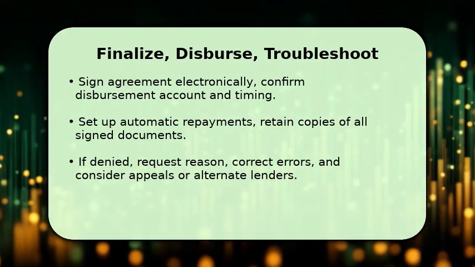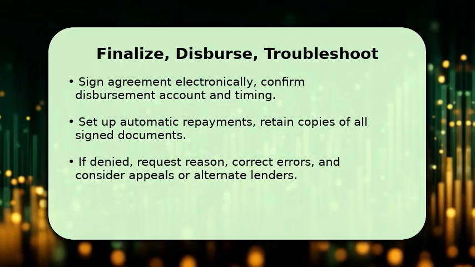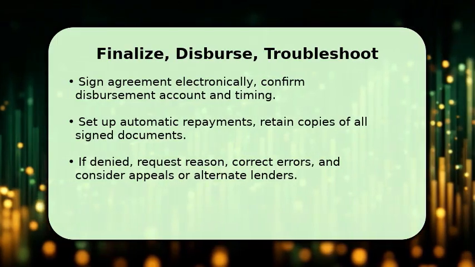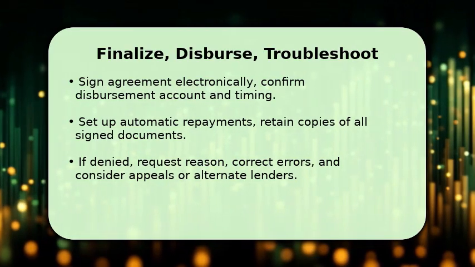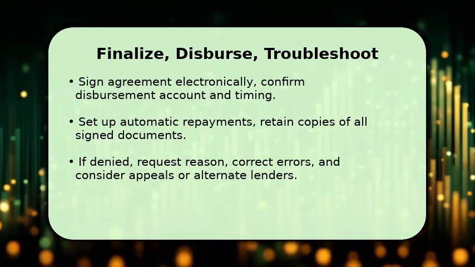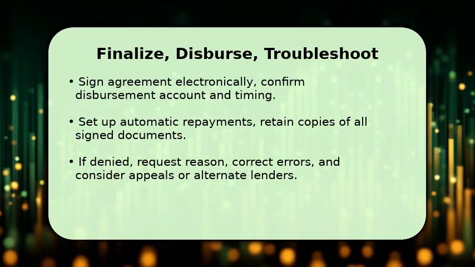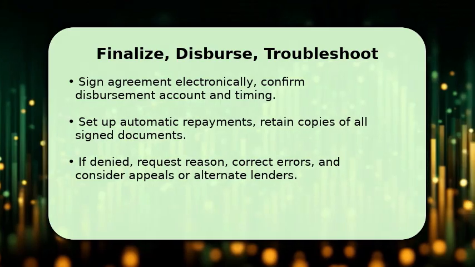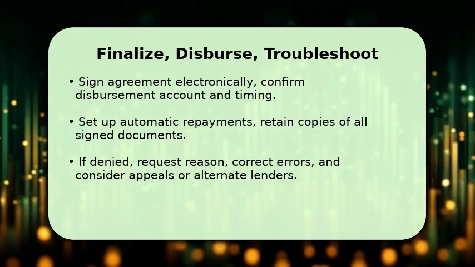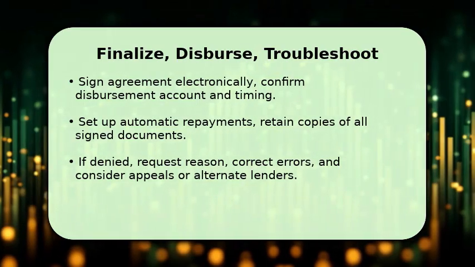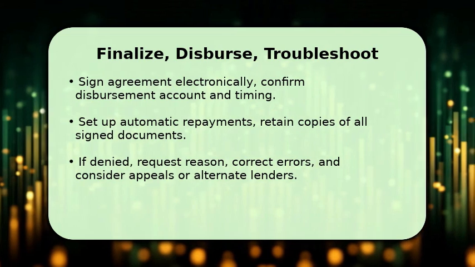Make sure to set up automatic repayments, note due dates, and keep digital copies of the contract and compliance documents. If funds aren't received, contact the lender immediately and provide transaction references. If your application is declined, ask for specific reasons, fix documentation or credit issues, and reapply or shop other lenders. Appeal with updated financials to increase approval chances.